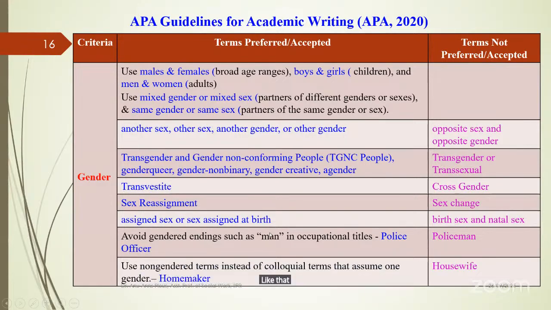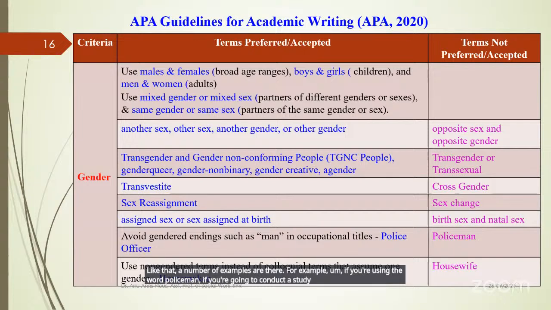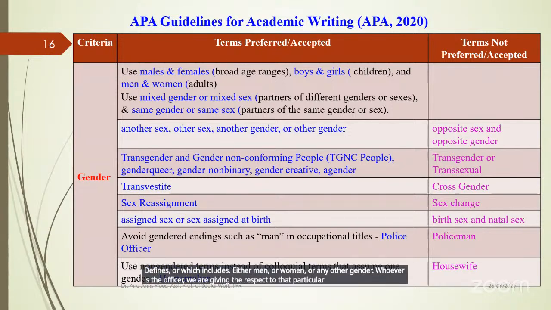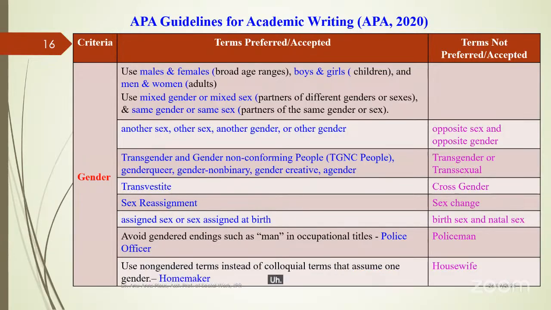Like that, a number of examples are there. For example, if you're going to conduct a study among police people and you use the word policeman to denote that group, we are not sure whether men and women officers are included in the sample or not. Policeman is a colloquial term. Instead, you have to use police officers. That is gender-free terminology, which includes men, women or any other gender. Whoever is the officer, we are giving respect to that particular position, avoiding gender specifications. So these are some examples with respect to gender.